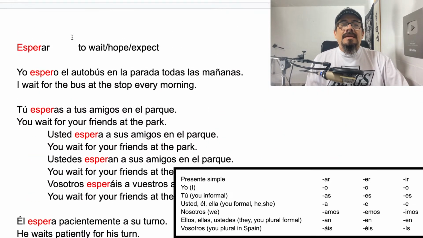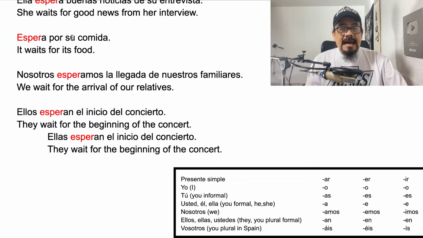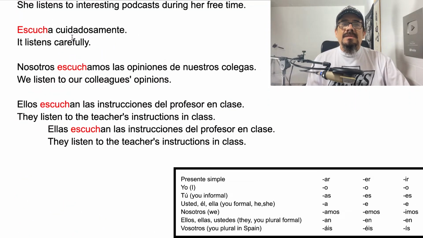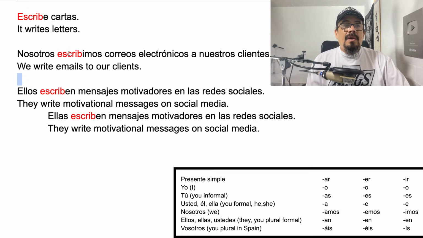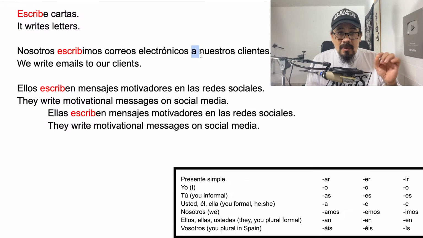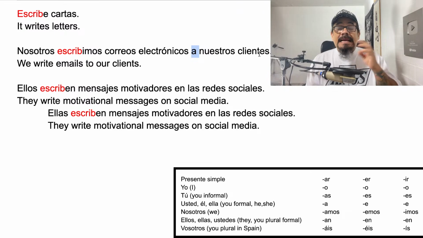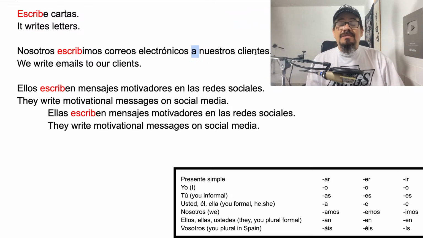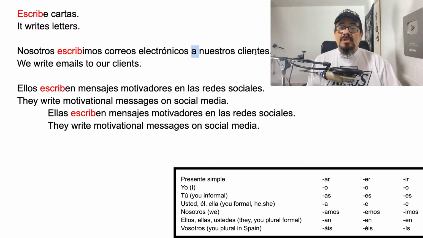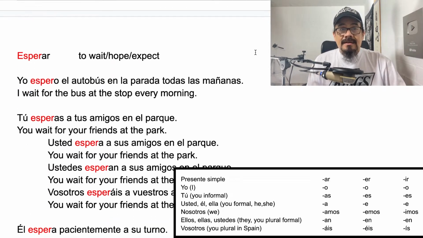Yep, a nuestros clientes. It can be both a nuestros clientes or nuestros clientes, depending on how you use the sentence. That was interesting. ¿Dónde están nuestros clientes? Nuestros clientes. Nosotros escribimos correos electrónicos a nuestros clientes. Here we need to use the a. Nuestras clientes. It could be nuestras clientes or nuestras clientas. It can be used in both ways in Spanish. Interesting, right?